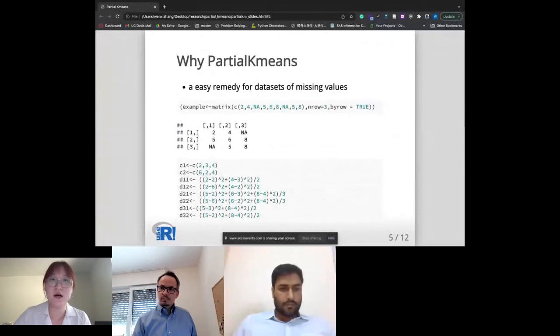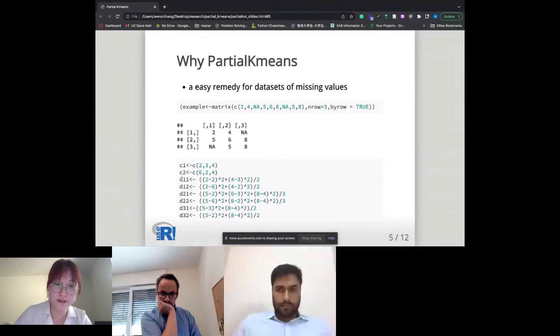Next, I will introduce the detailed algorithm inside the partial k-means. It's a really easy remedy for datasets with missing values. Here I have a simple dataset example to illustrate. Let's say our training set is comprised of this 3x3 matrix, and we initialize 2 centroids, C1 and C2.